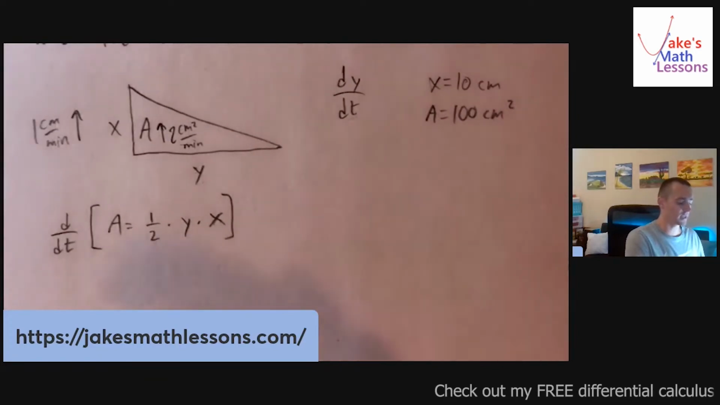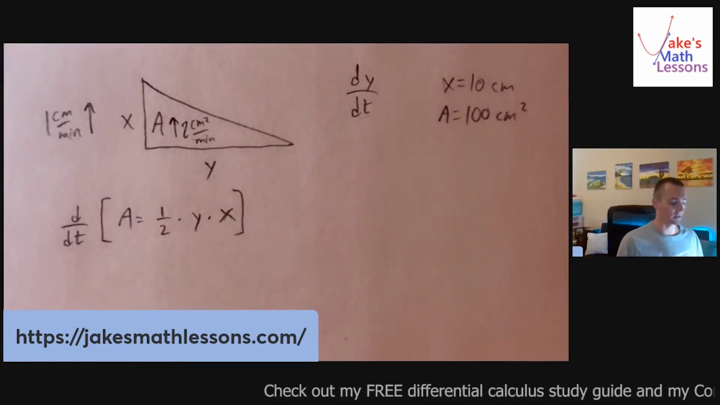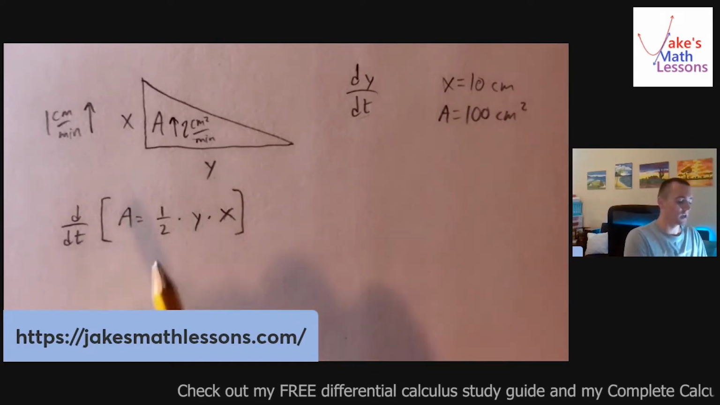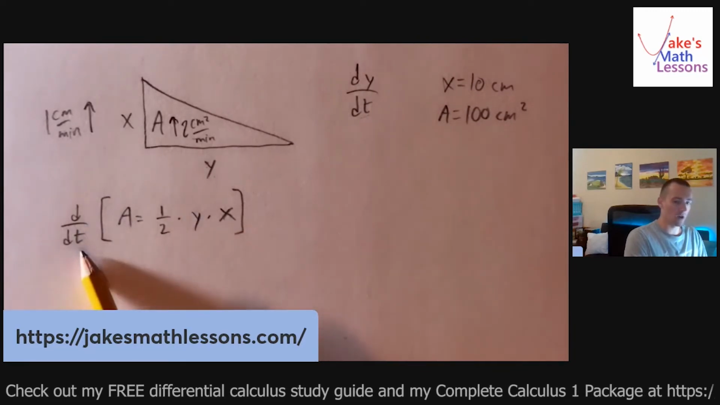So you're generally going to take d dt of both sides of your equation. So this is, like I said, the implicit differentiation step, because we have these other letters here, A, y, and x, that we know are not the variable, right?